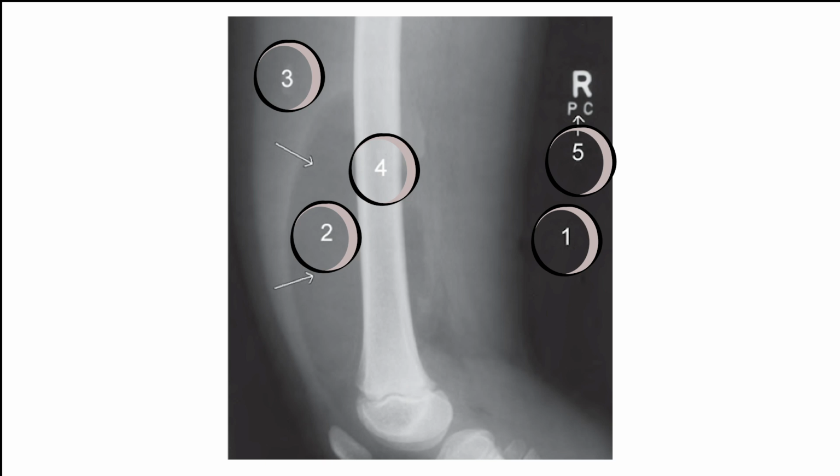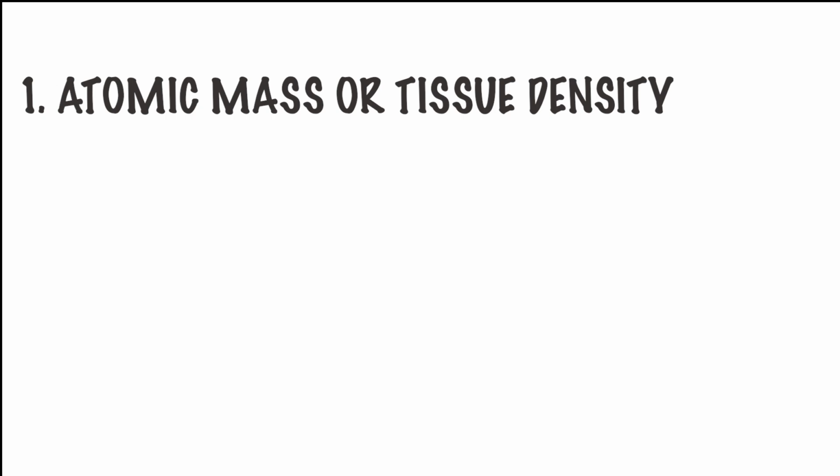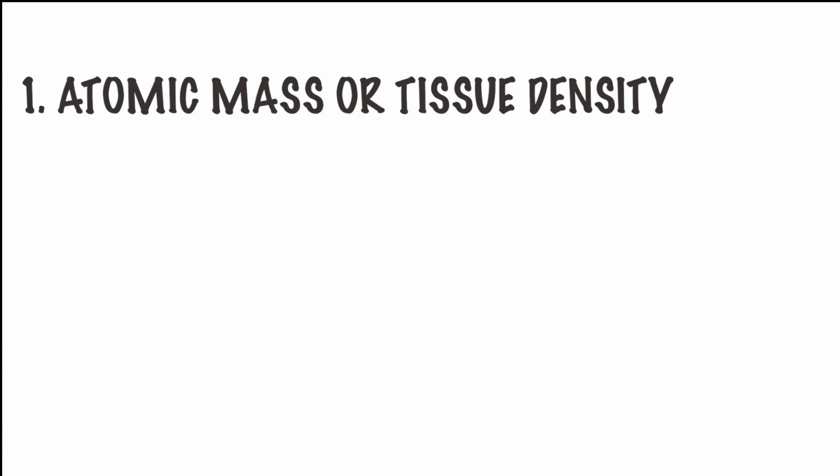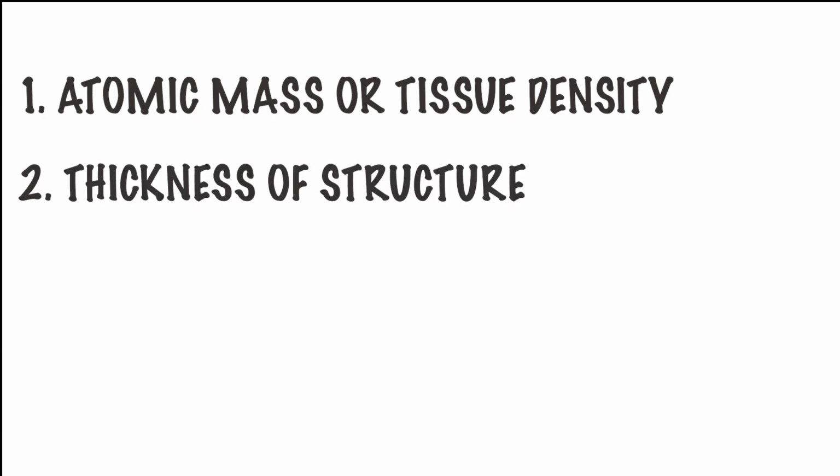The factors that determine brightness on an x-ray therefore include the atomic mass or density of the tissue, whereby low-density tissues are penetrated more by x-rays and produce films that are darker, or you can use the term radiolucent, and high-density tissues are not penetrated by a lot of x-rays and appear light on x-ray films, or you can use the term radiopaque. The second factor influencing shadow brightness of an x-ray is the thickness of the structure. Thicker structures will appear brighter on the x-ray.